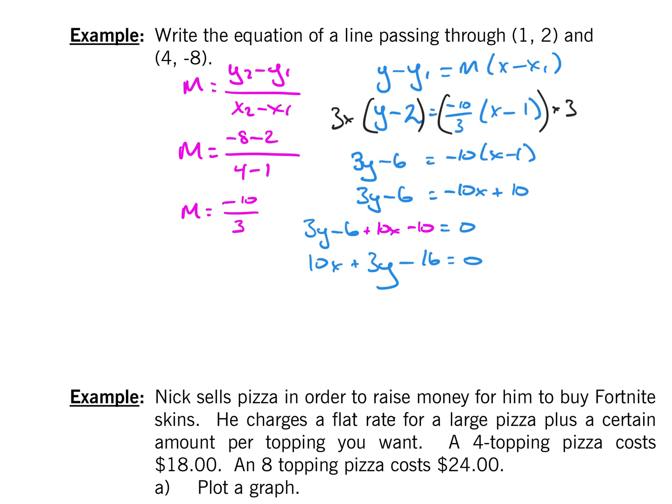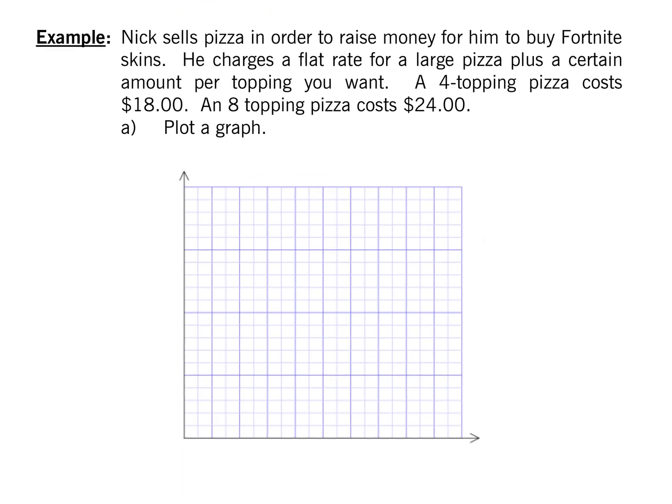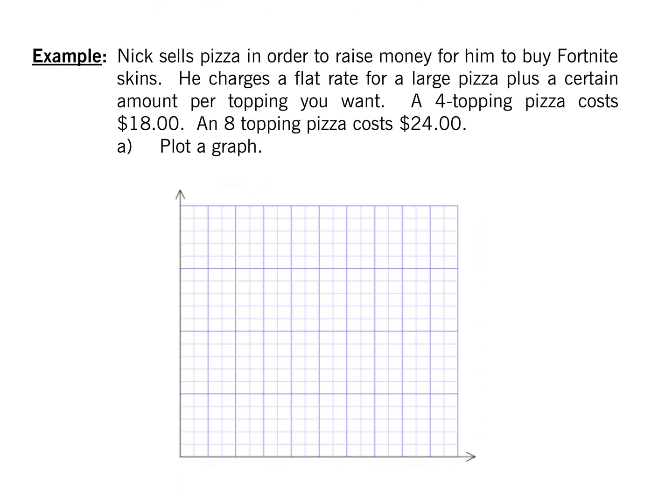And now, let's do a word problem, and this is a little different. Nick sells pizza in order to raise money to buy Fortnite skins. He charges a flat rate for a large pizza, plus a certain amount per topping that you want. A 4-topping pizza costs $18. An 8-topping pizza costs $24.